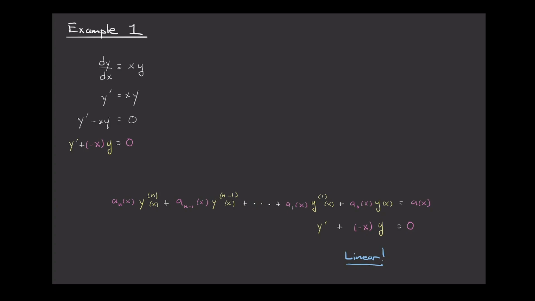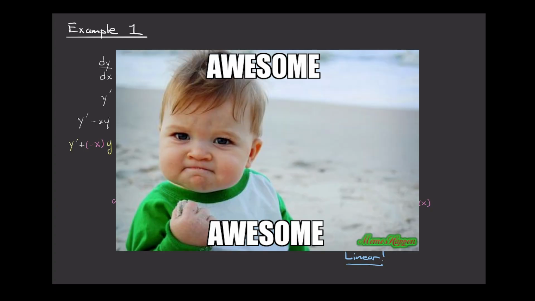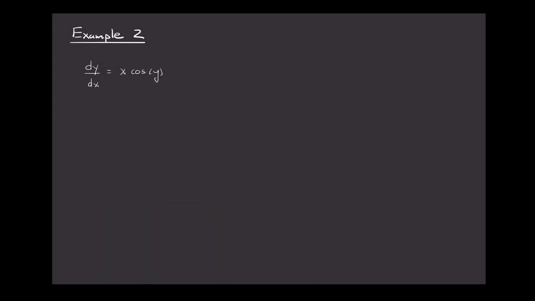So, awesome. Let's look at another example. Suppose we have this differential equation. Now, once you've become familiar with the linear form, you'll see right away that this is not a linear differential equation. The reason is that we have cosine of y. If you do anything to y besides take its derivative, that automatically disqualifies it from being a linear equation.